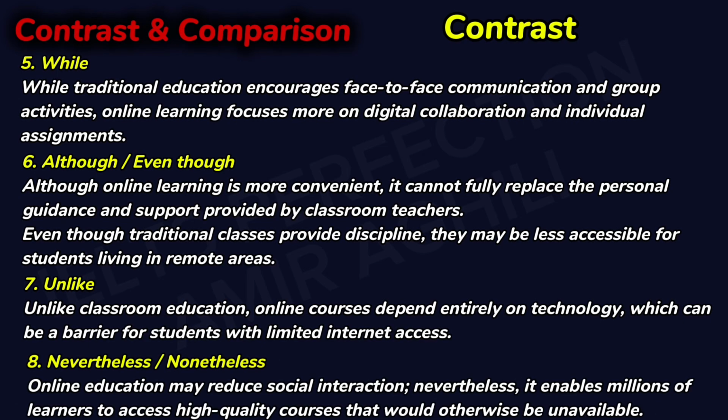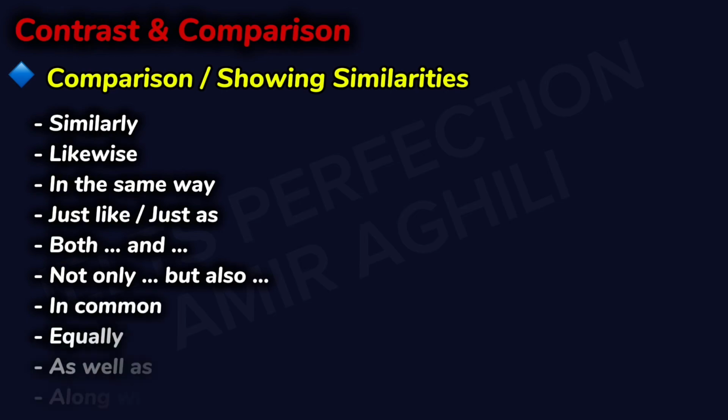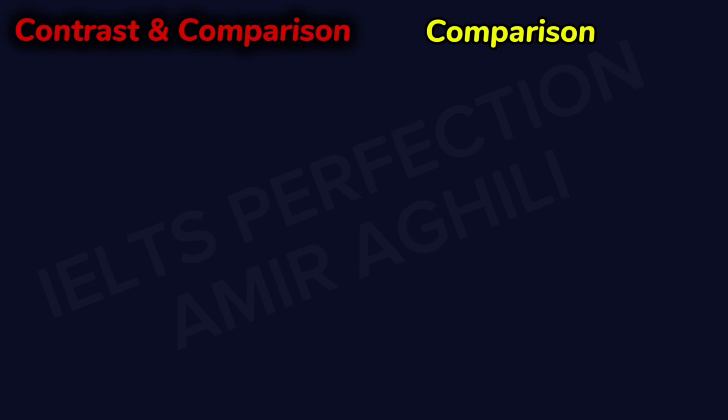Online education may reduce social interaction. Nevertheless, it enables millions of learners to access high-quality courses that would otherwise be unavailable. To show similarities, we need to use the conjunctions for comparison, like similarly, likewise, in the same way, just like or just as, both and, not only but also, in common, equally, as well as, and along with. Let's see some examples for them as well.